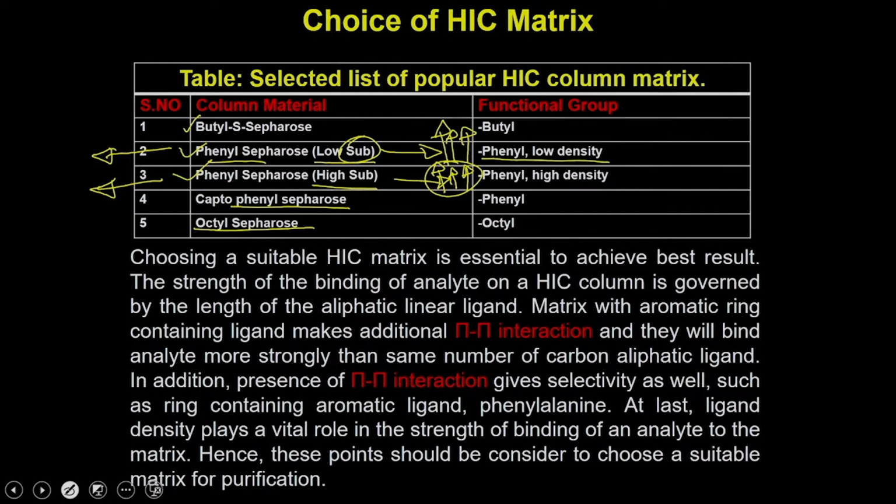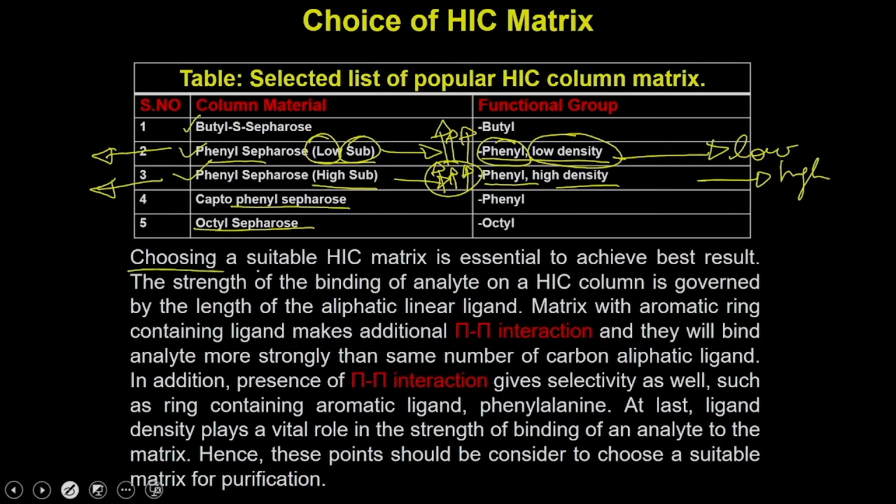This is what is written. So, the functional group is phenyl, and here the density is low, that is why it is called the low sub, and in this case it is the phenyl group, but it has the high density, which means this is going to have the low affinity and this is going to have the high affinity.